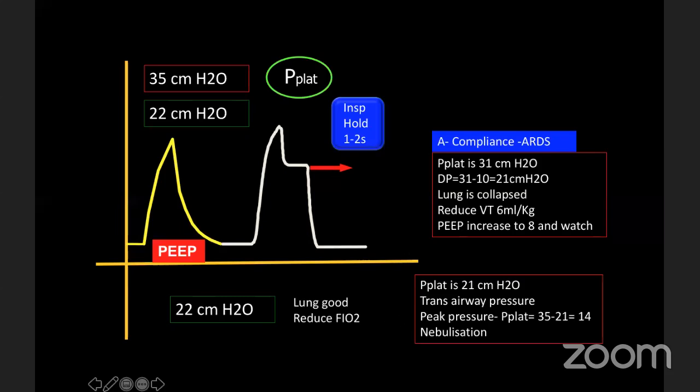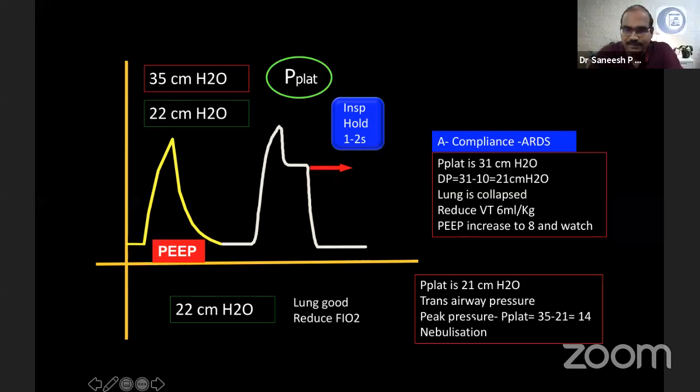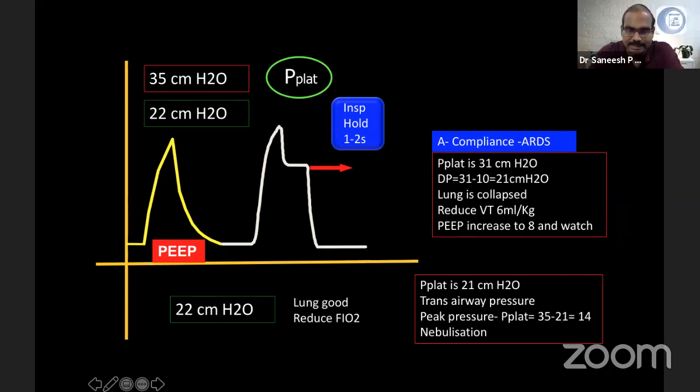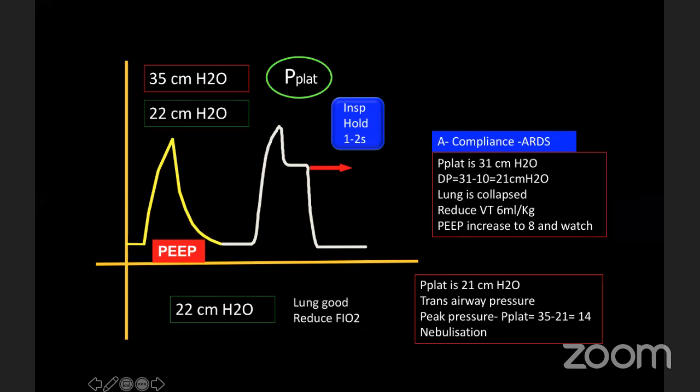Okay. So if the trans airway pressure is high, suppose in this case peak is 35 versus plateau is 21, then it requires medical therapy like nebulization. Always you look for endobronchial tube placement, tube kinking and all, and do suctioning. Then still the trans airway pressure is high, then you start with the nebulization. Yes, sir.